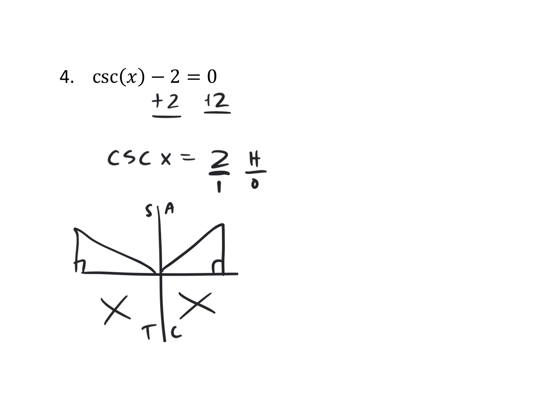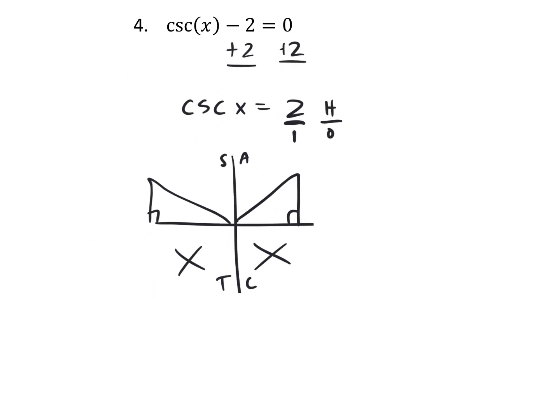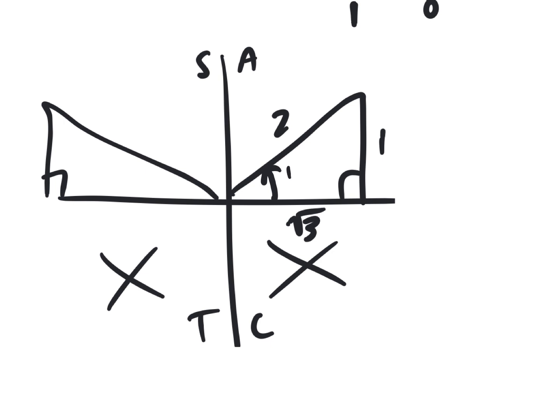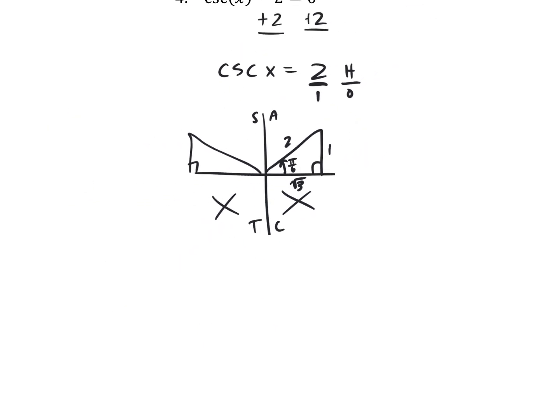Okay. So if my hypotenuse is 2 and my opposite side is 1, I should be recognizing this as a pi thirds, pi sixths, pi halves triangle. So that means that this angle here must be pi sixths. So one of my solutions is pi sixths.